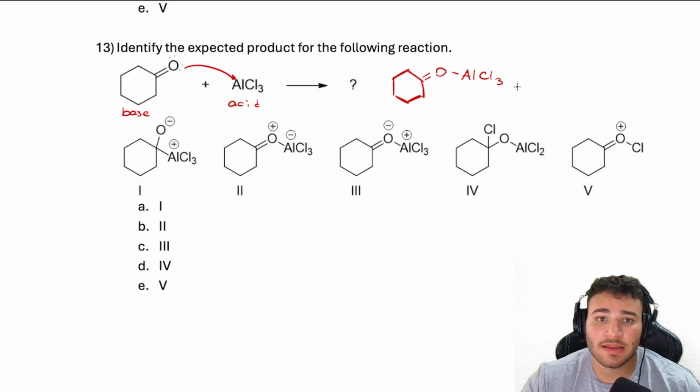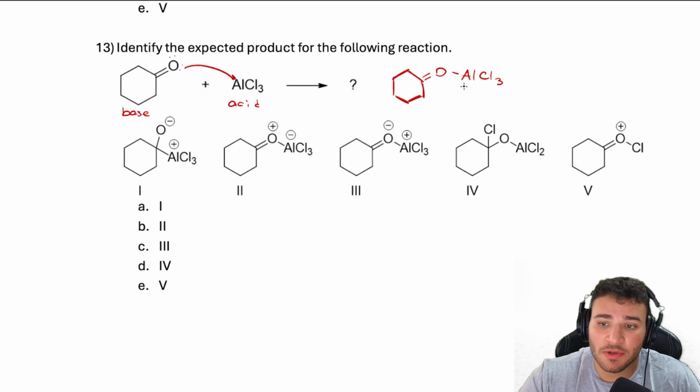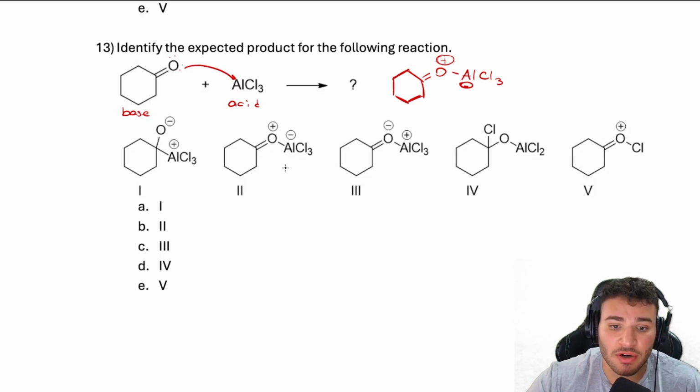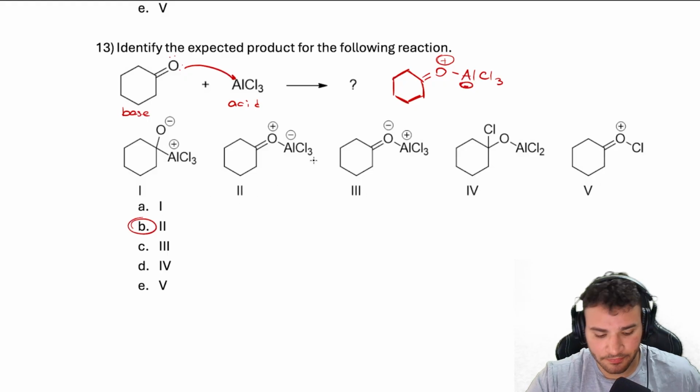And what you now realize is that aluminum now has an extra bond, which means we have a negative formal charge. But oxygen now has 3 bonds and just 1 remaining lone pair. We lost a lone pair, meaning that we have a positive formal charge. And the answer choice that best matches that is structure 2, or answer choice B.